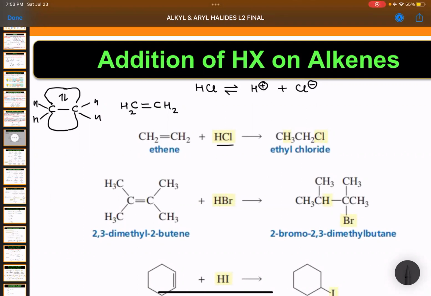So this is the electron cloud, electron density. Now you tell me which one do you expect? Is it the H plus or Cl minus? Cl minus is already having electron density, so it's H plus. H plus, because Cl minus will be repelled away.